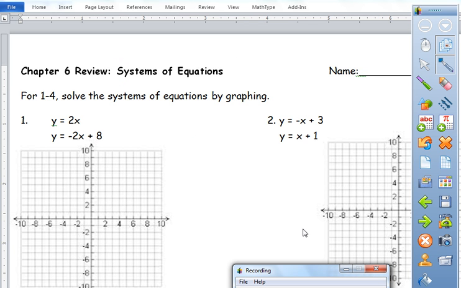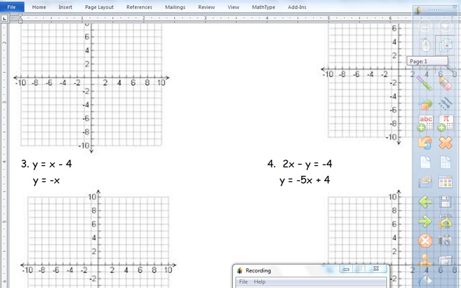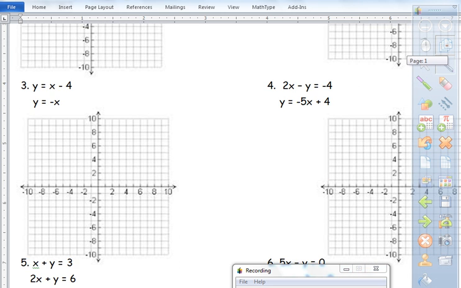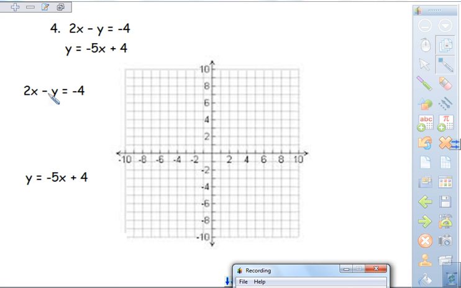Here's what your worksheet looks like. 1 through 4, solve the system of equations by graphing. So 1 and 2 and 3 all are in y equals mx plus b. So let's try number 4 together. So remember from last week, this first equation, I just rewrote it down here, is written in standard form. So what we want to do is find our x and y intercepts.